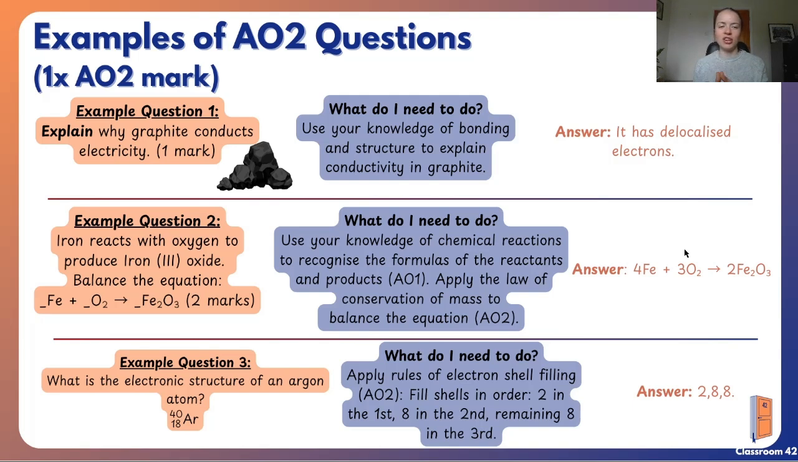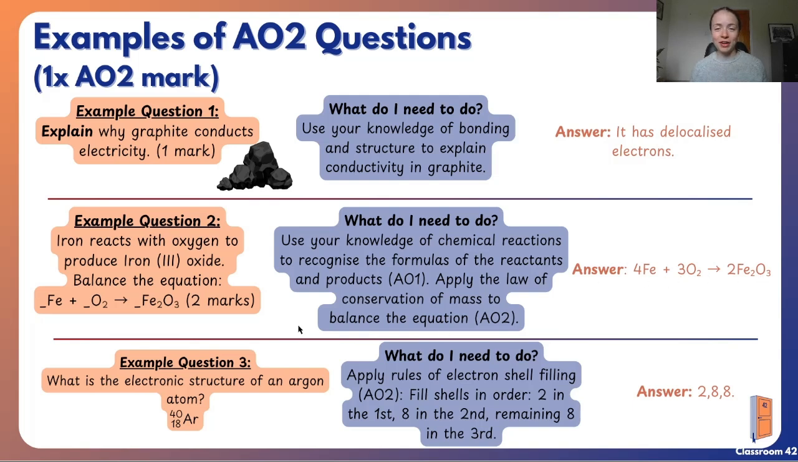So iron, oxygen and iron(III) oxide, and then apply the law of the conservation of mass to balance the equation. And here is the answer. So you need 4 iron atoms for 3 oxygen molecules to produce 2 molecules of iron(III) oxide.